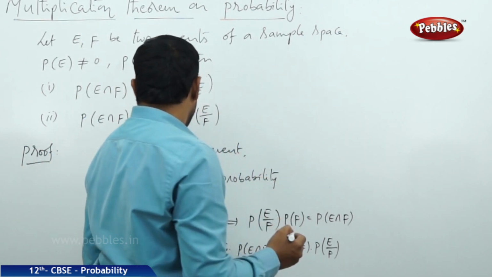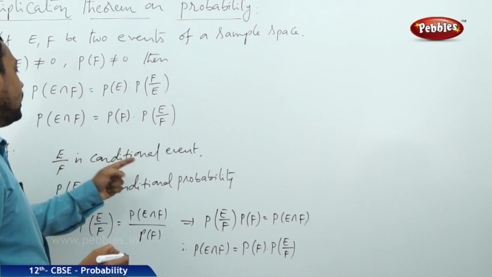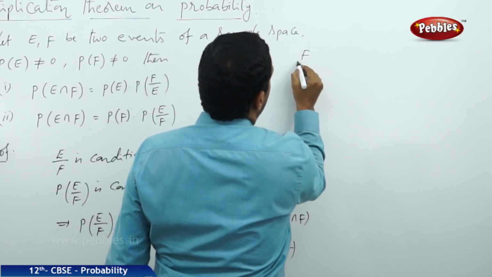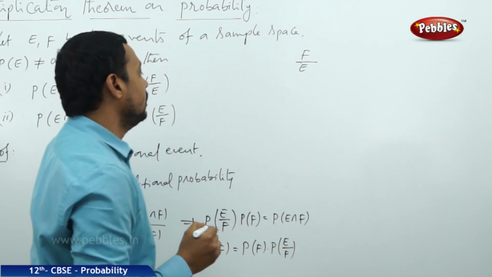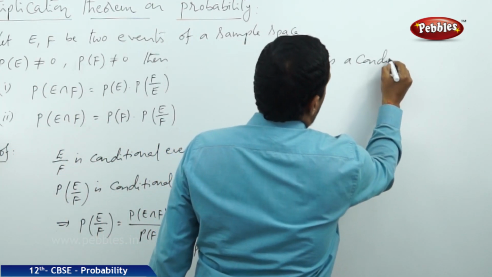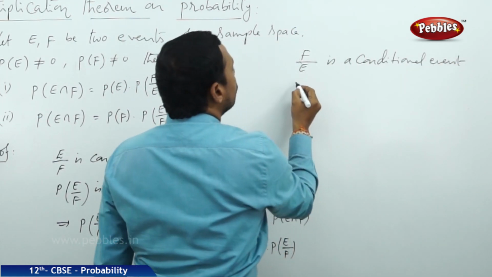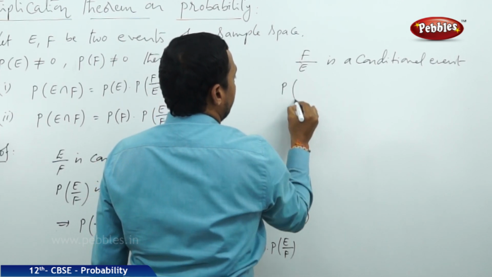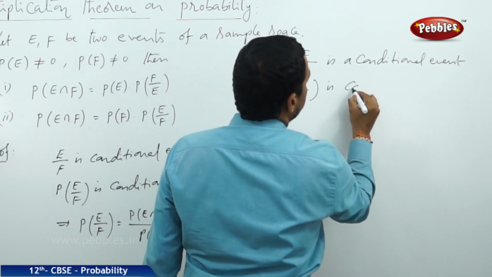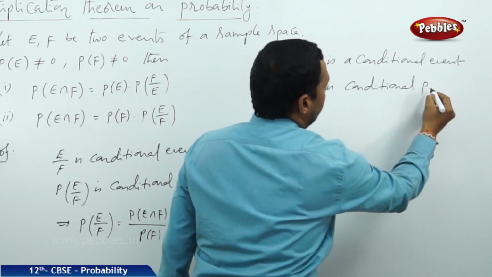Next one, in the same way, F by E is also a conditional event. Now, the probability of this conditional event, that is probability of F by E, is called conditional probability.